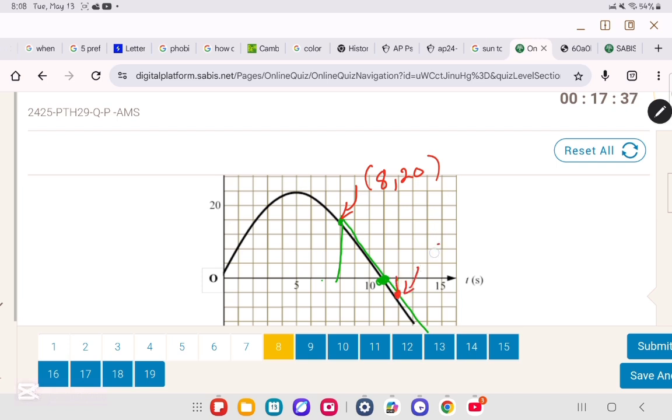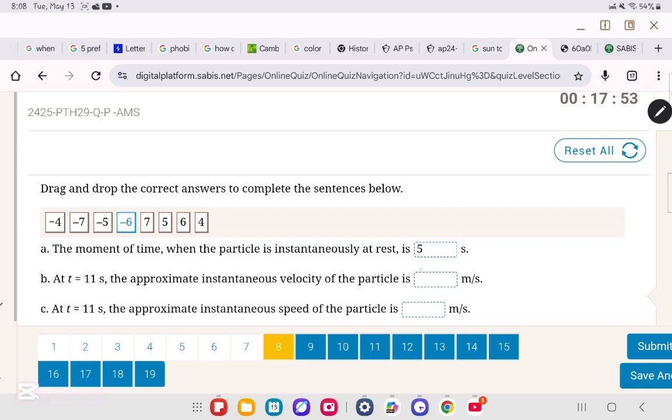this point over here, which is 12, 4. So now I'll need to find the slope. In order to find the slope, you're just going to do y minus y over x minus x. So 20 minus 4 over 8 minus 12, you will get an answer of minus 6. So very simply, the answer is minus 6.